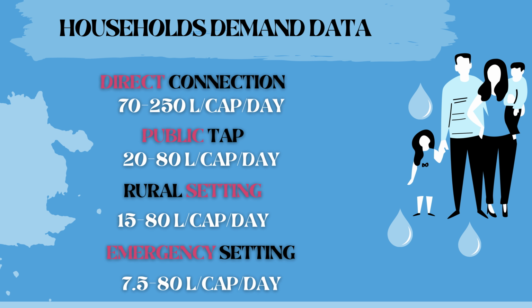Public taps. In some communities, people share communal taps. Here, water use can be lower, ranging from 20 to 80 liters per person per day. Imagine using a shared well or standpipe, carefully collecting water for essential needs. Rural setting. Homes in rural areas might use 15 up to 80 liters per person per day. Water access can vary, so people might use it more economically. Imagine a village where water comes from a pump or well, and every drop is valuable.